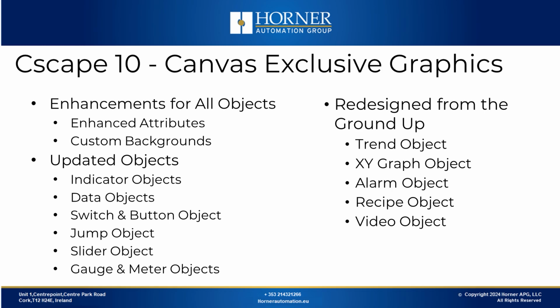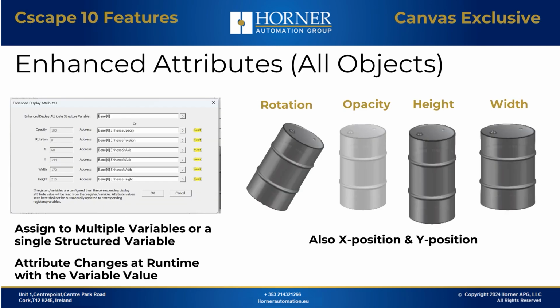So from this point on in the webinar, all the features we will look at require Canvas firmware and hardware to be accessed. The first feature we will look at is enhanced display attributes for all graphics objects. Attributes allow features such as visibility, flashing, and color to be changed dynamically. Now with Canvas and Cscape 10, you also have enhanced attributes.